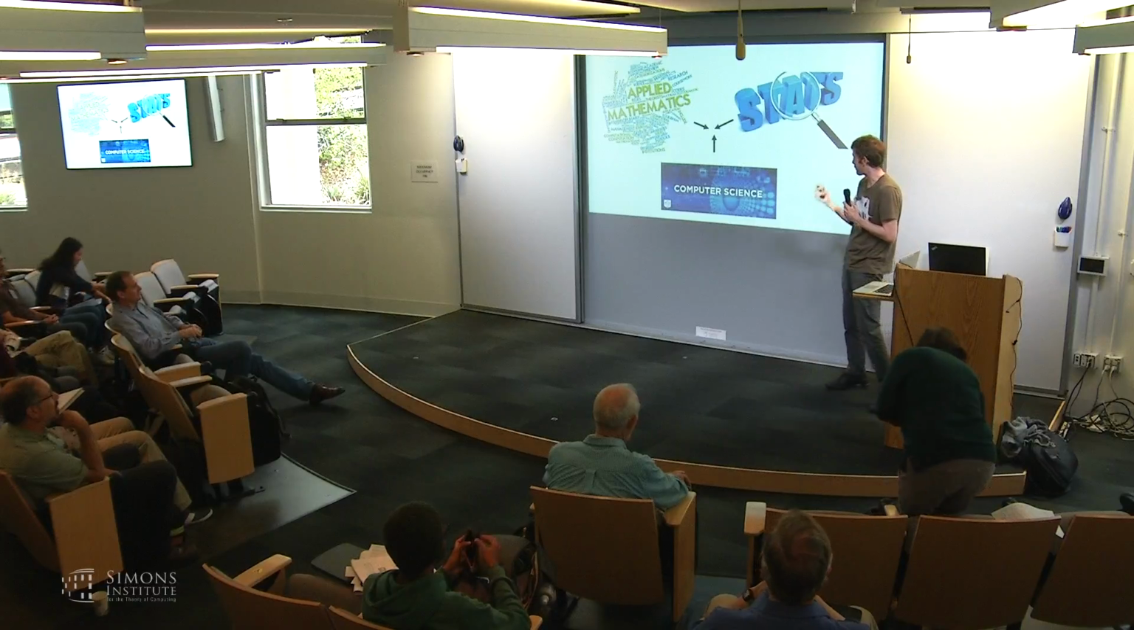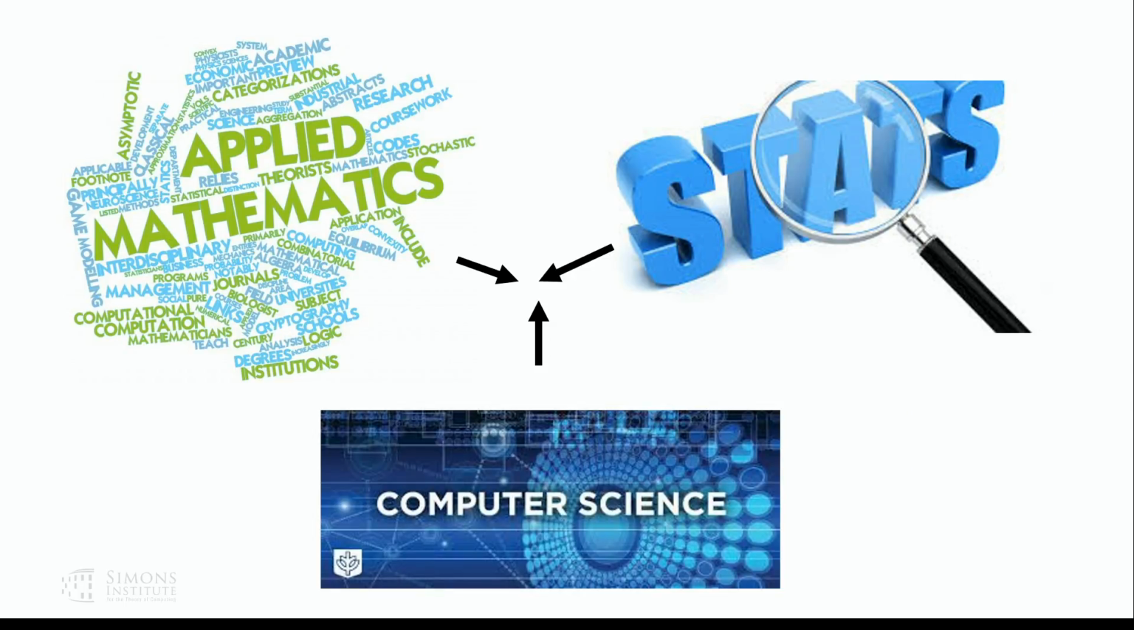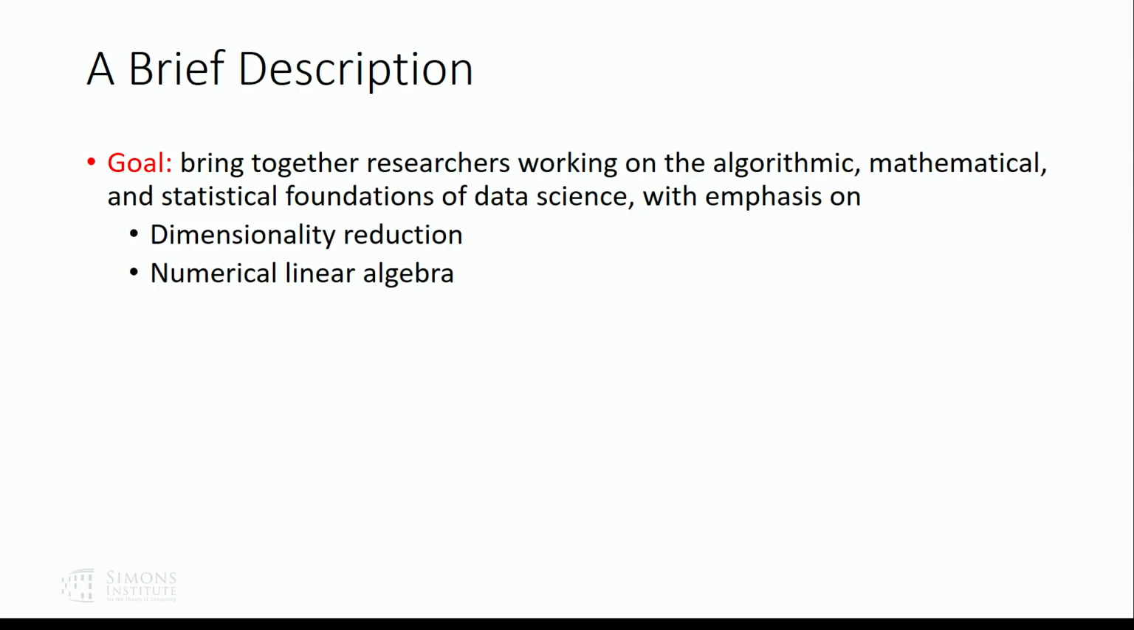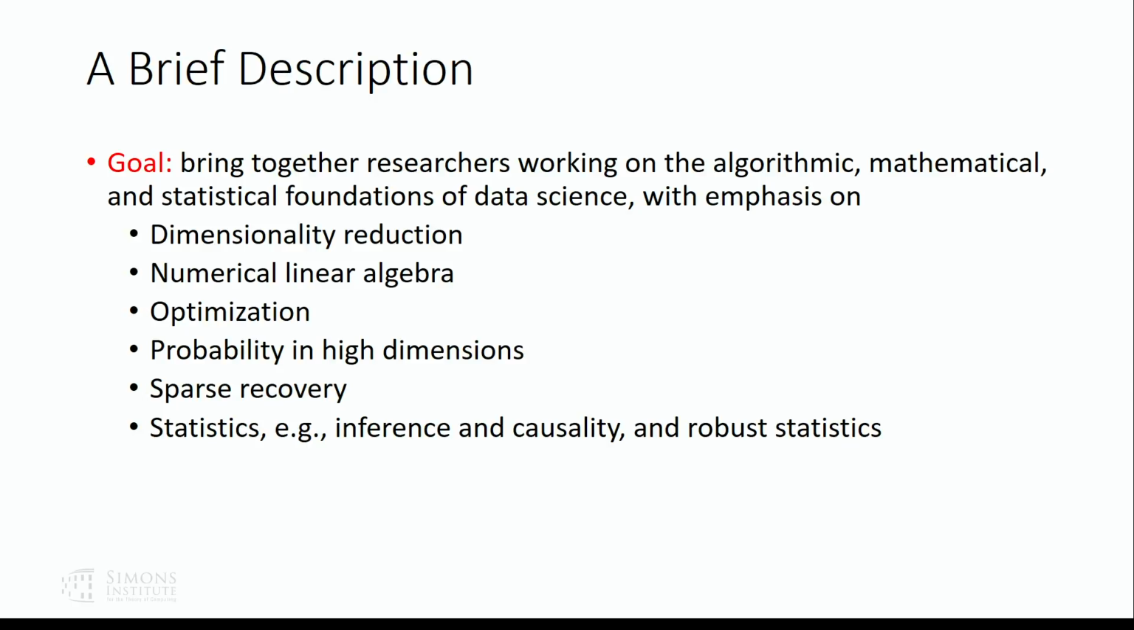Data science is a catch-all term to describe, say, the intersection of applied mathematics, statistics, and computer science. Some of the goals of this program are to bring together researchers working on the algorithmic, mathematical, and statistical foundations of data science. We have emphasis on the following topics: dimensionality reduction, numerical linear algebra, optimization, probability in high dimensions, sparse recovery, compressed sensing, statistics, inference and causality, robust statistics, streaming and sublinear time algorithms.